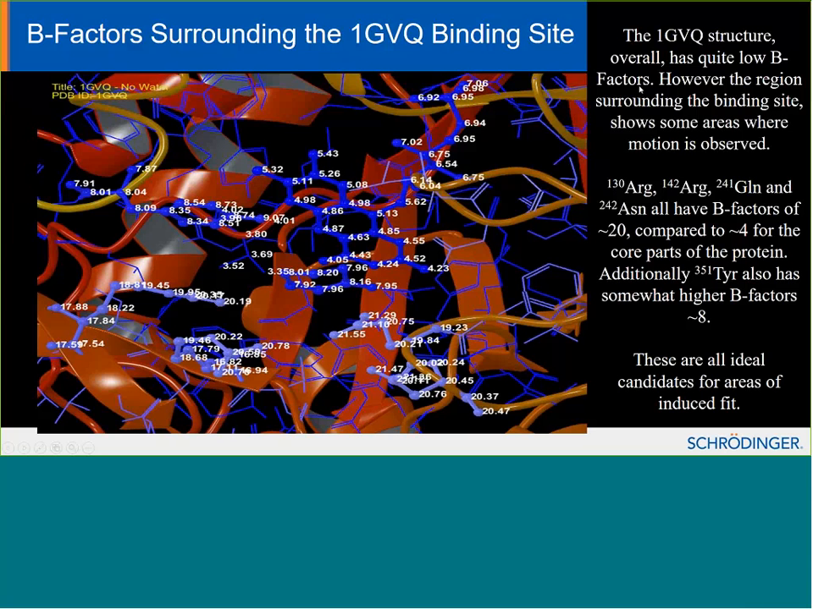So B factors around 20 are quite high, compared to around 4, which is quite low. You can see that around 4, very close to the active site, is something that we have a lot of confidence in. It does not tend to move so much, but we can see some residues a little bit further out where the numbers are around 20 plus, and we can say that these would be ideal candidates for the areas of protein flexibility and trying to model that flexibility in.